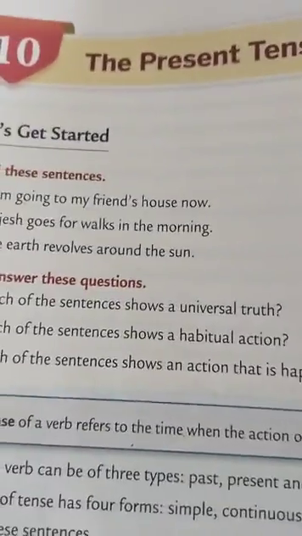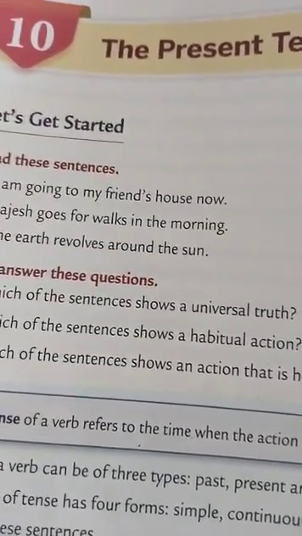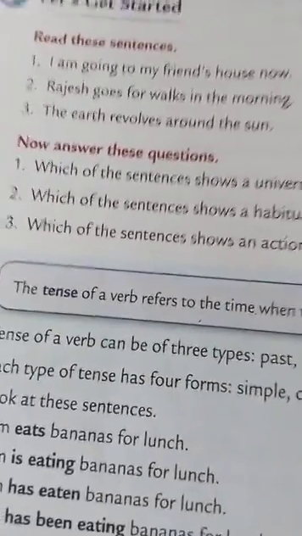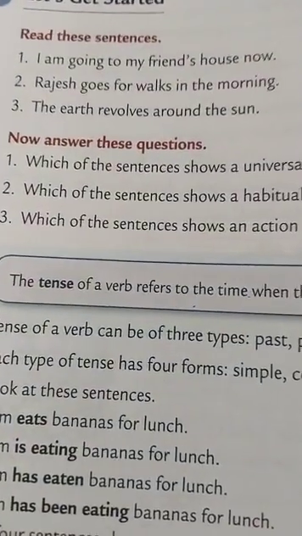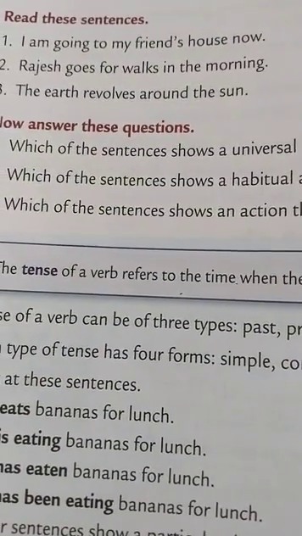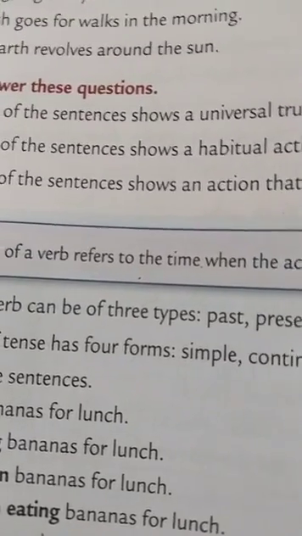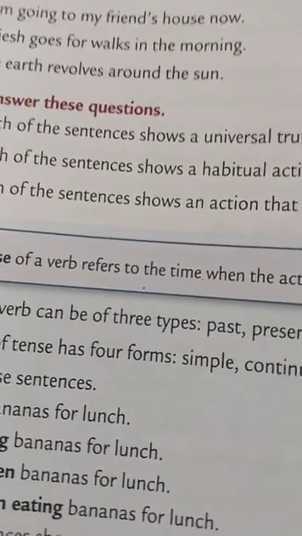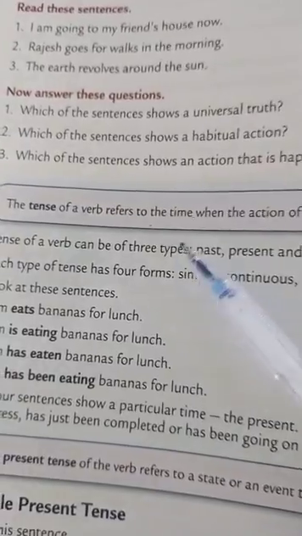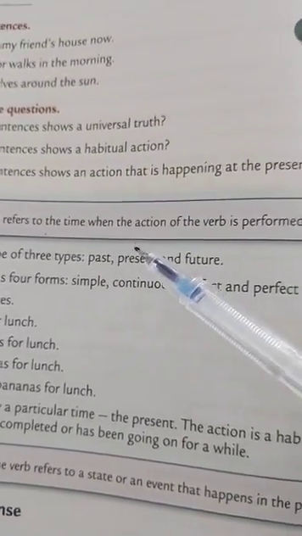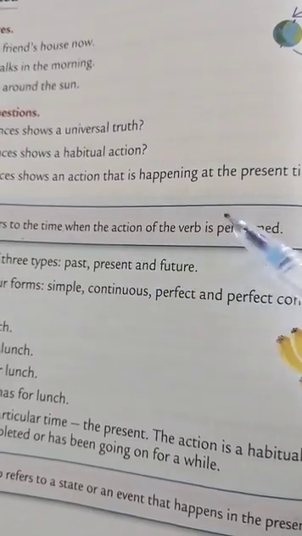Children, today we will do 10th chapter of English grammar, that is the present tense. Now children, what is a tense? Tense of a verb, children, it refers to or it tells us the time when the action of the verb is performed.